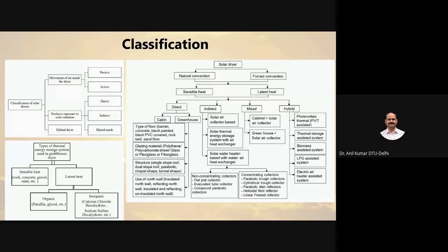how much temperature is required during the drying and how long it is required, and whether we need to maintain a constant temperature inside the drying chamber. So that all depends on which kind of storage media is required over there. Okay. So further, based on sensible or latent heat, there are direct, indirect, mixed mode. Mixed mode is the fusion of direct and indirect, and the hybrid uses different kinds of energy sources in the drying system.